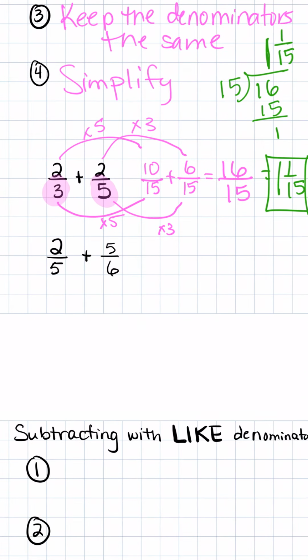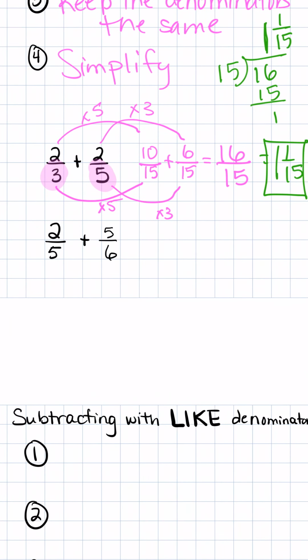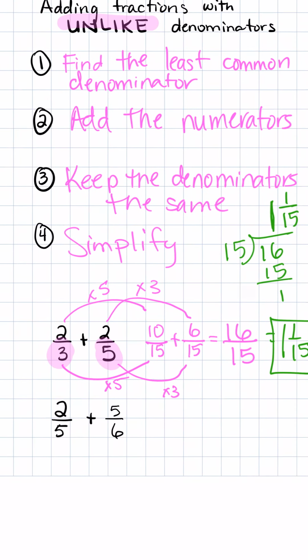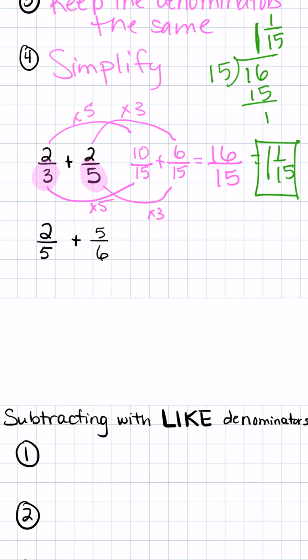Okay. Looking at this next one, 2/5 plus 5/6. What number is the least common multiple? The least common denominator, the lowest number that both of those go into. I think it's 30. So 5 times 6 equals 30. If we do it to the bottom, we have to do it to the top. It's going to equal 12.